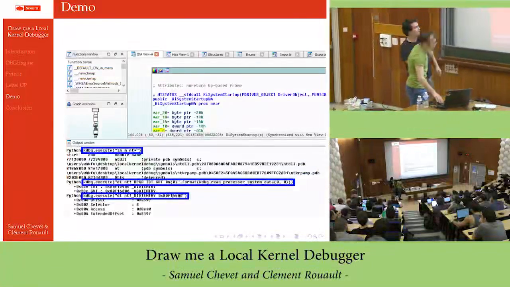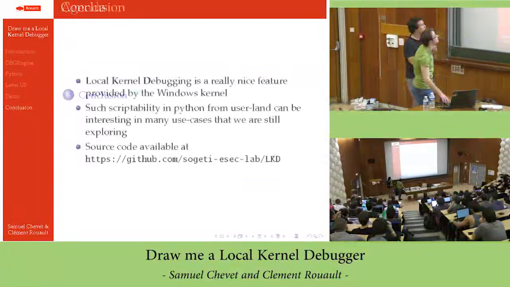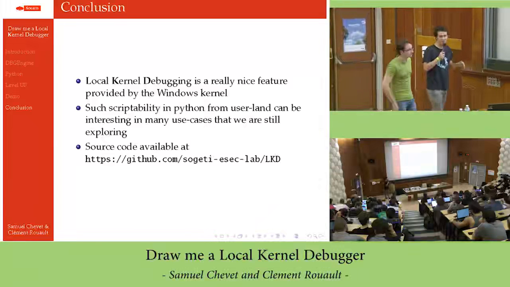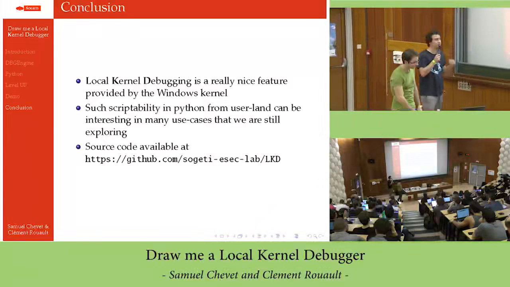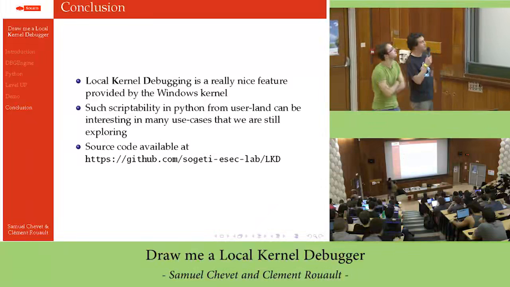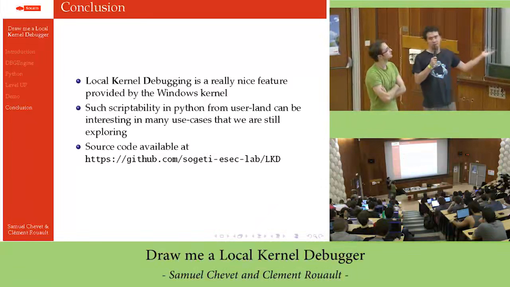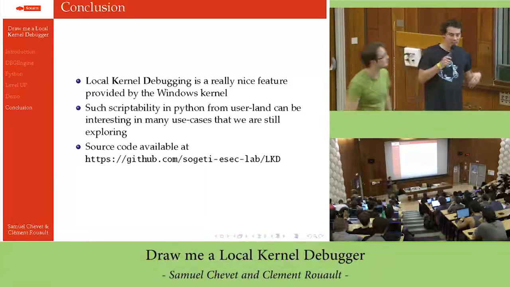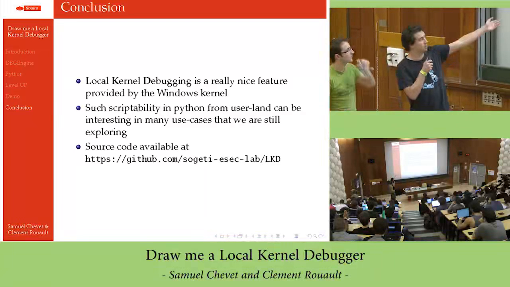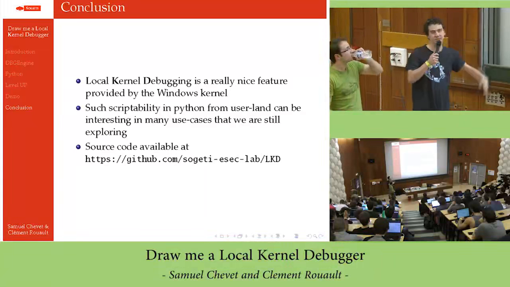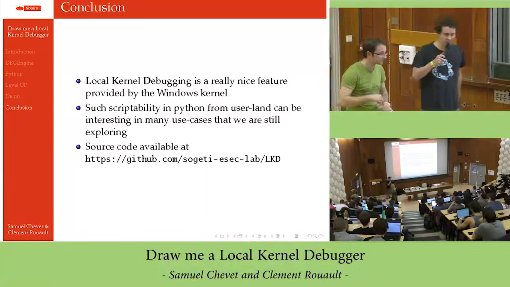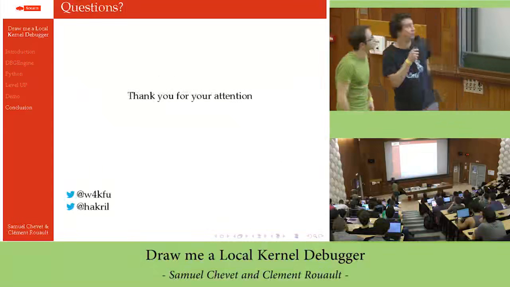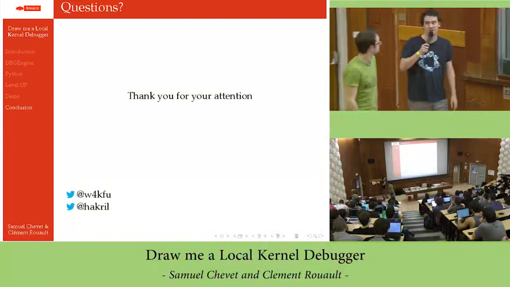Okay, cool. To conclude, local kernel debugging is a really nice feature provided by the Windows kernel. We have really enjoyed abusing it. Now we can offer you a scriptable way to do kernel debugging. And of course, our code is available on GitHub, so you can download it, test it and play with it. And I think that's it. So thank you for your attention. If you have any questions.